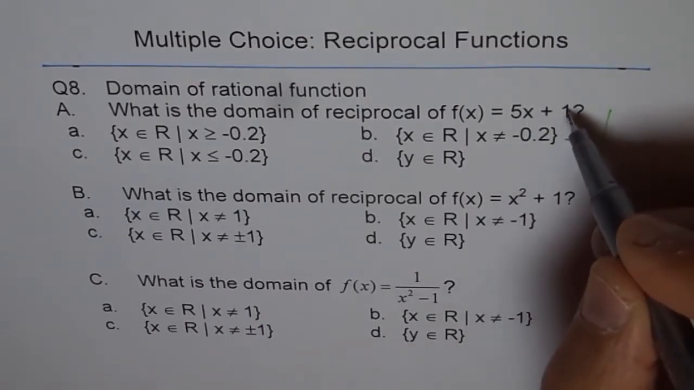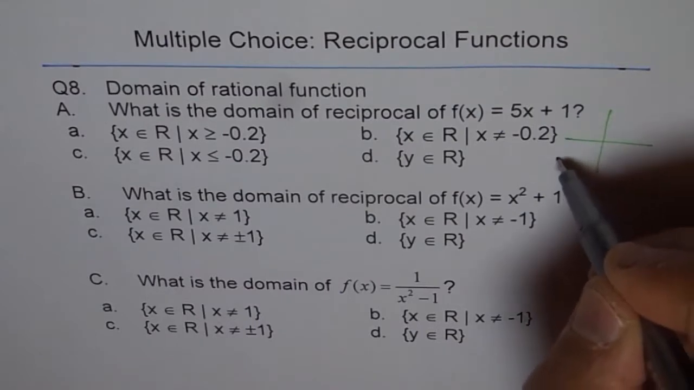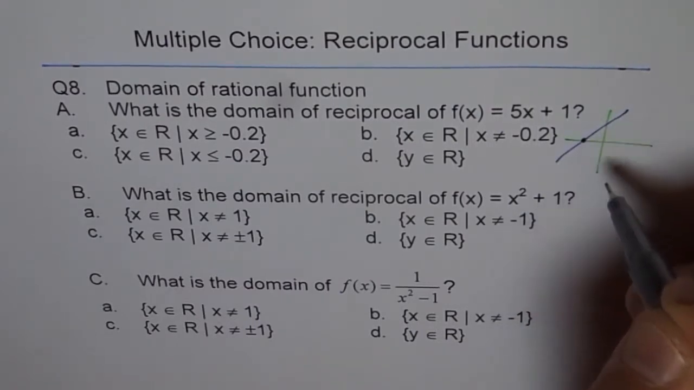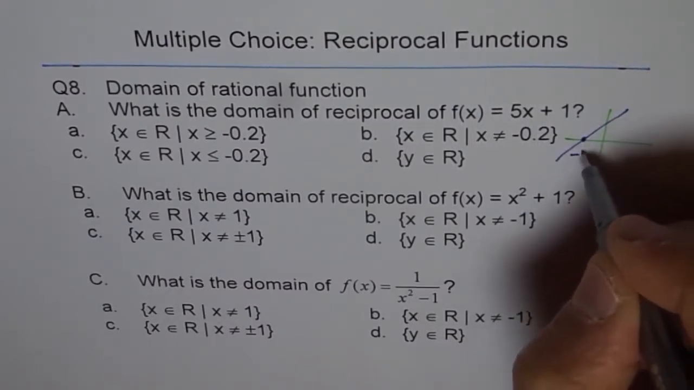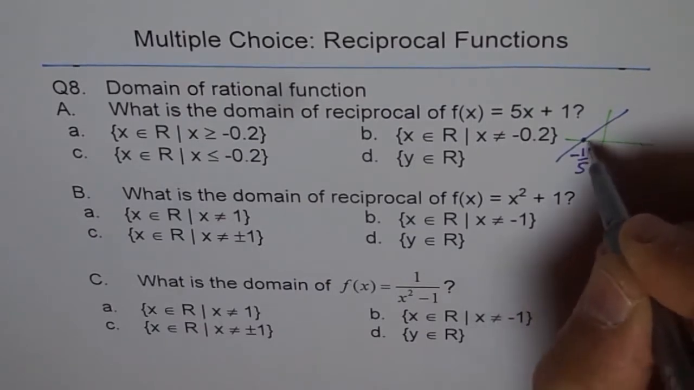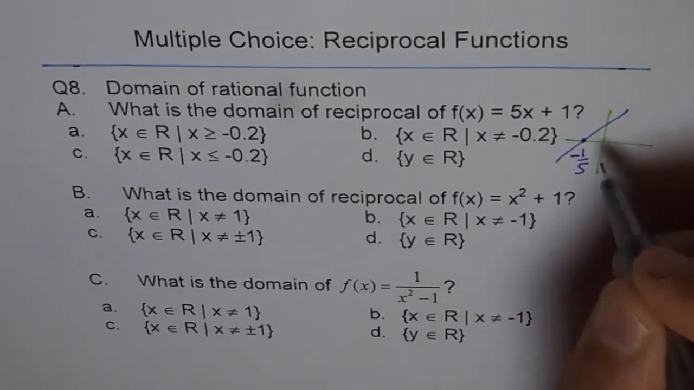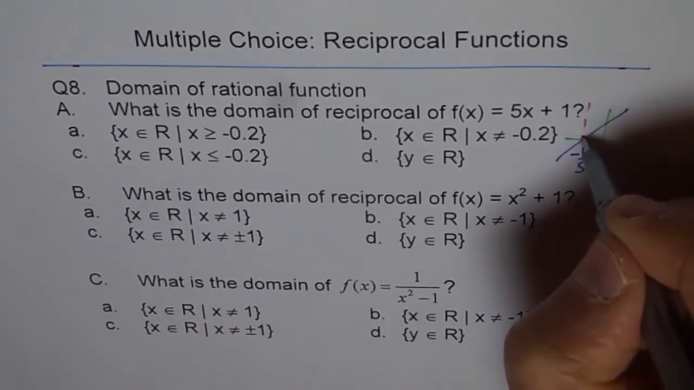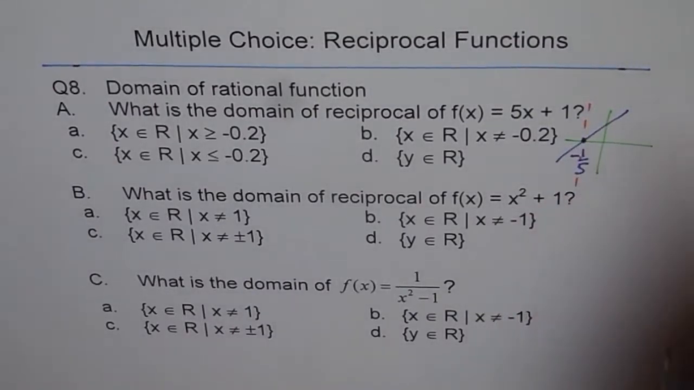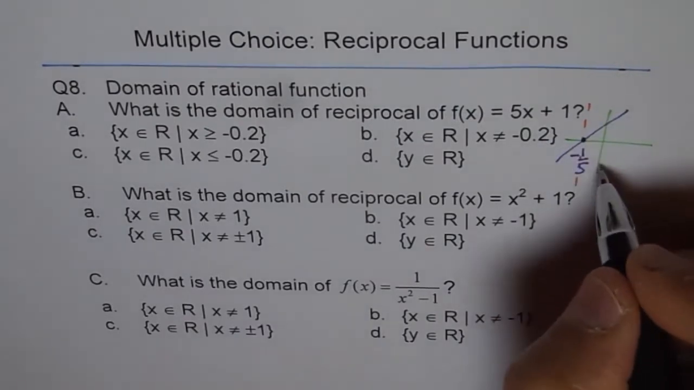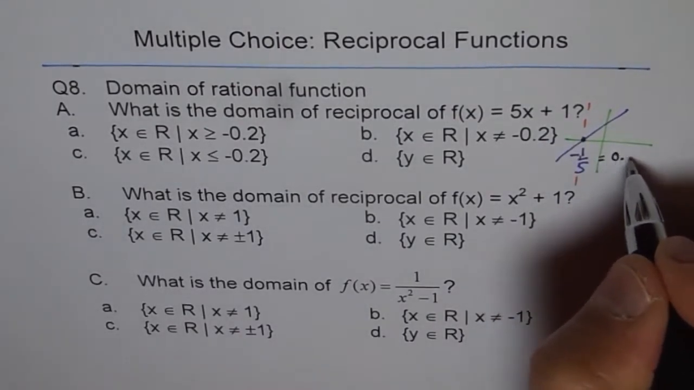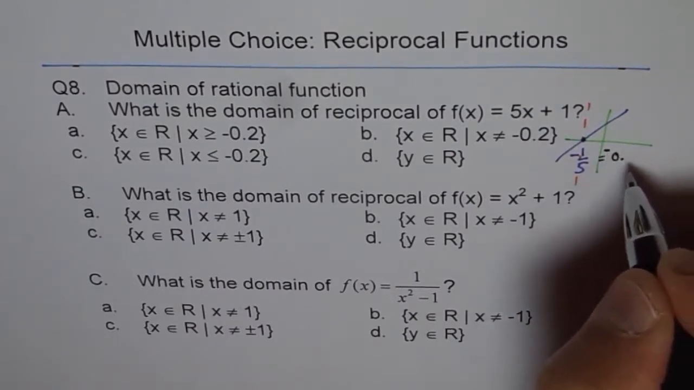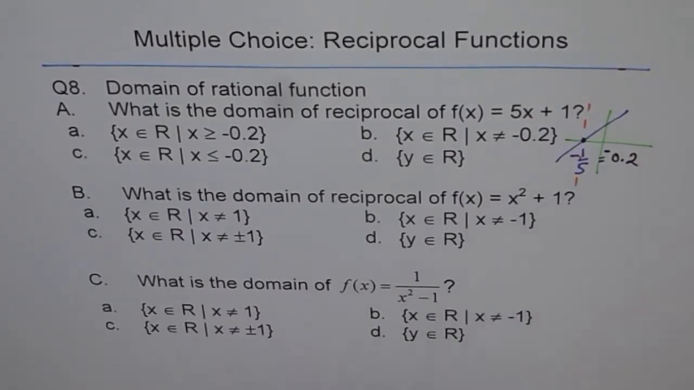So this is a line which looks like this, and that point is minus 1 over 5. That point is not in the domain of the reciprocal function, right? So in a reciprocal function, at this point you will have a vertical asymptote, correct? Minus 1 over 5, if you convert to decimals, is minus 0.2. So let's now look into the answer.